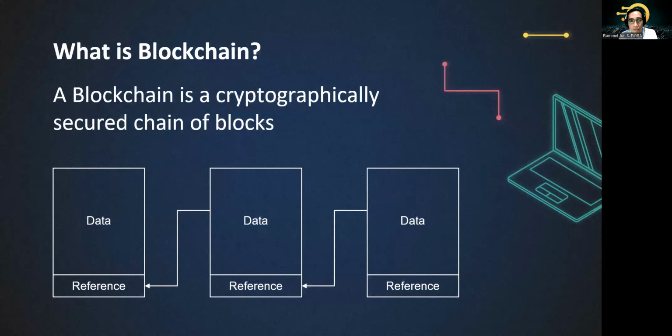In simple terms, based on the name itself, a blockchain is a cryptographically secured chain of blocks, literally a chain of blocks. It operates on the concept of a distributed ledger. Now, which brings us to the question, what is a distributed ledger? So the terms just keep on getting more complicated, don't they? Let's put it into pictures.